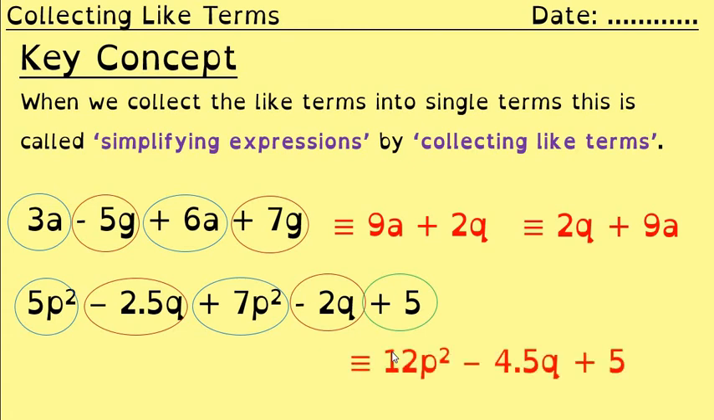So collecting all of those colours together, the blue bubbles collect to 12p squared. The red bubbles collect to negative 4.5q. And the green bubble can't be collected with anything else, so I've just put it here. Now, you can write this in a different way, so you could write negative 4.5q plus 12p squared plus 5, but I'm just going to write it in one way, because there's no need to write all of the options.